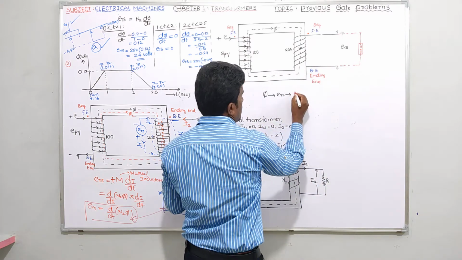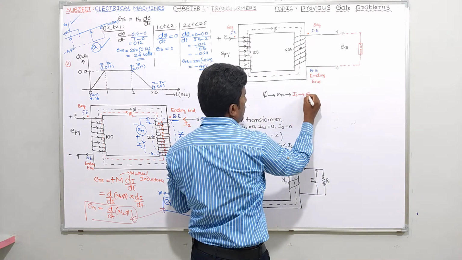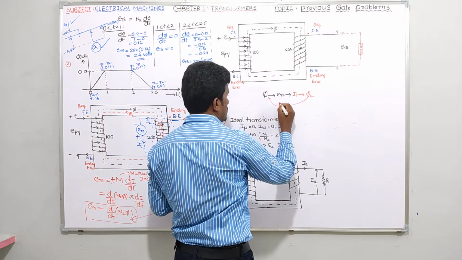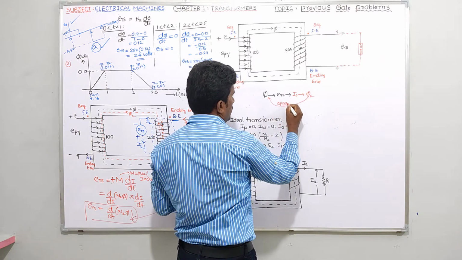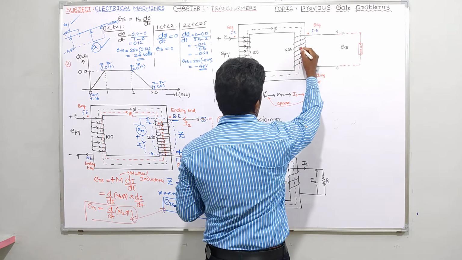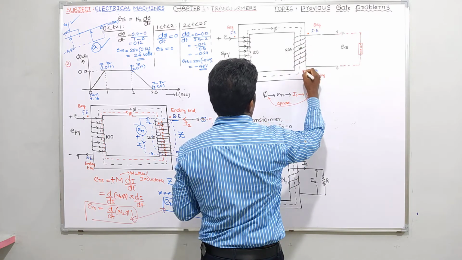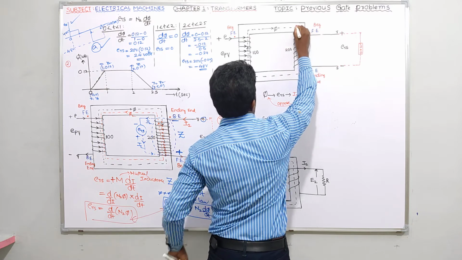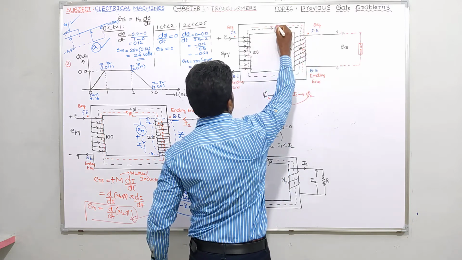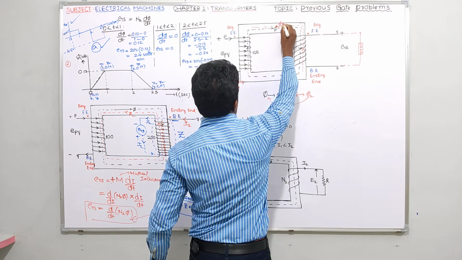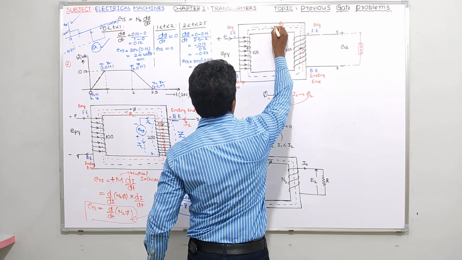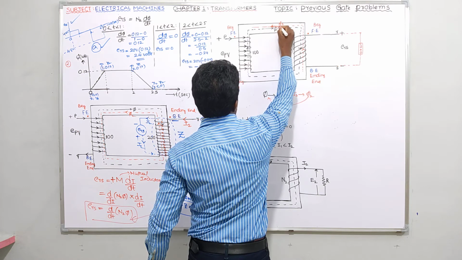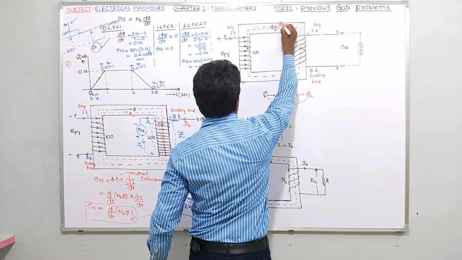Because of this EMF, you will get some current I2. Because of that current, you will get some flux phi2. That phi2 will oppose the previous flux. Now please tell me, since phi is downwards here, phi2 should be upwards. Phi2 should oppose the previous flux.